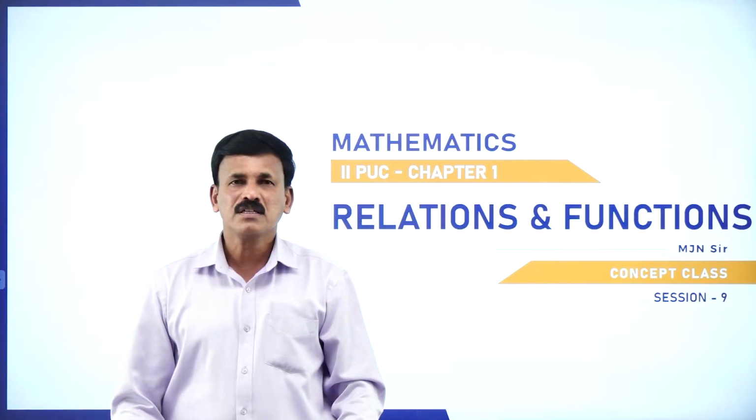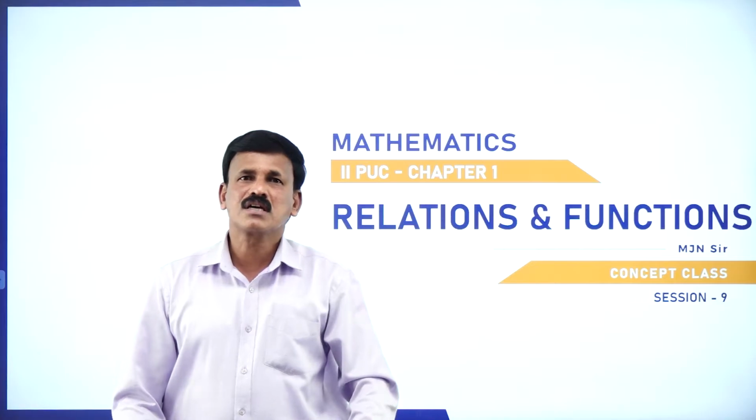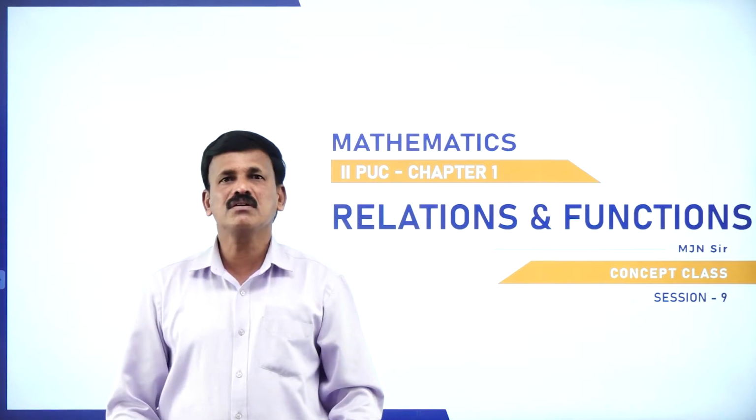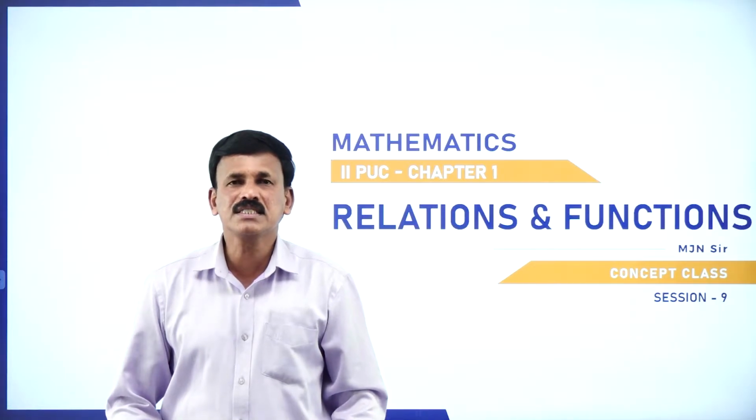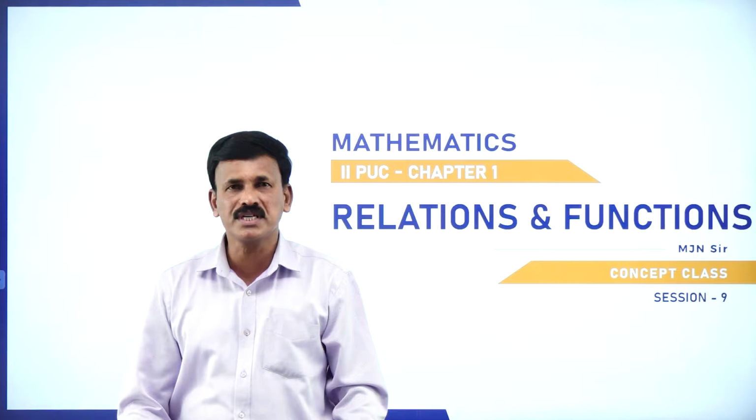So there are 4 important laws: commutative law, associative law, existence of an identity element, that is the identity law, and existence of an inverse element, that is the inverse law, that we are going to discuss in today's session.